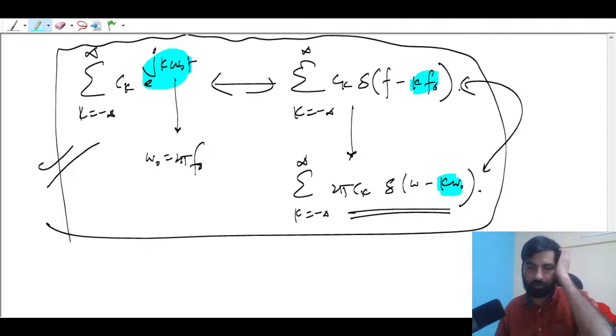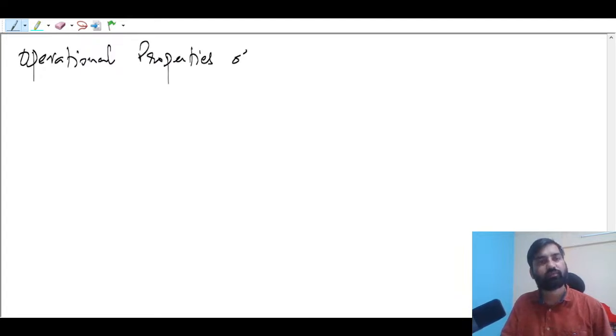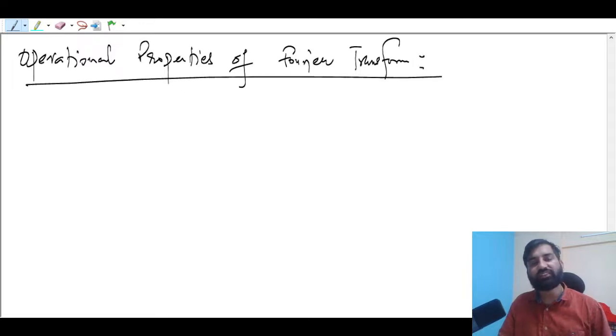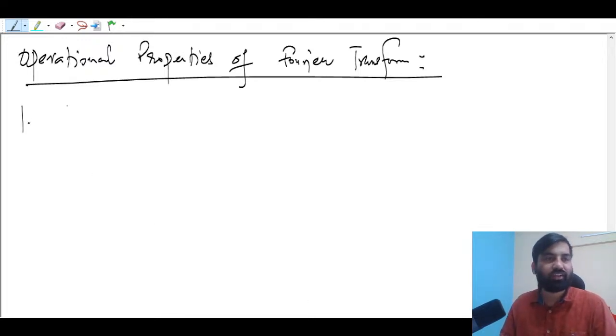ठीक है, तो देखो मैं कुछ properties भी जल्दी से बता देता हूँ, right? So there are some operational properties of the Fourier transform. We call it operational properties of the Fourier transform. What are these operational properties of the Fourier transform? There are many properties. Okay, so linearity property means, suppose, okay, let me recall linearity property.